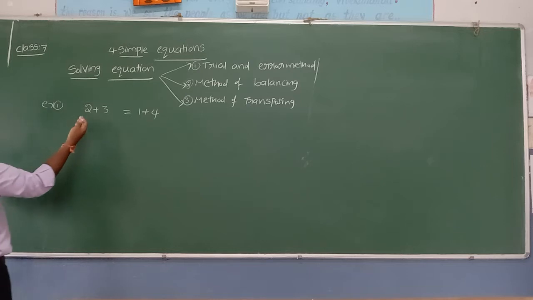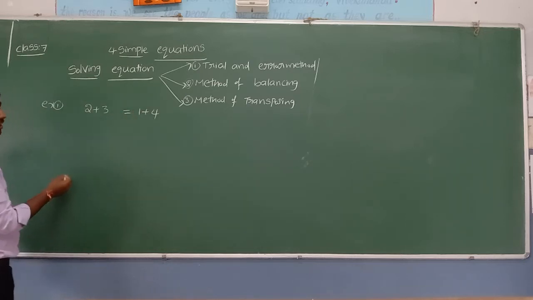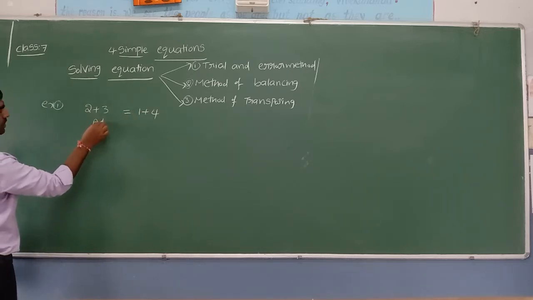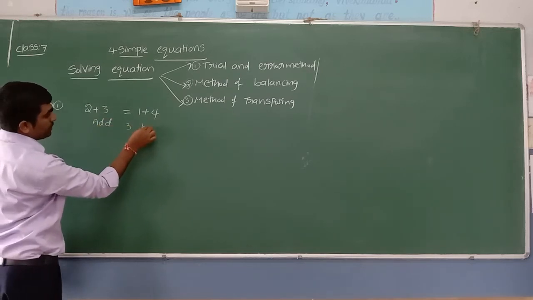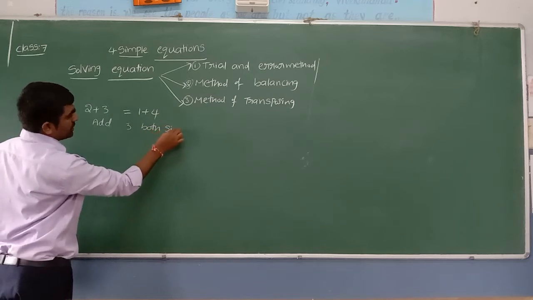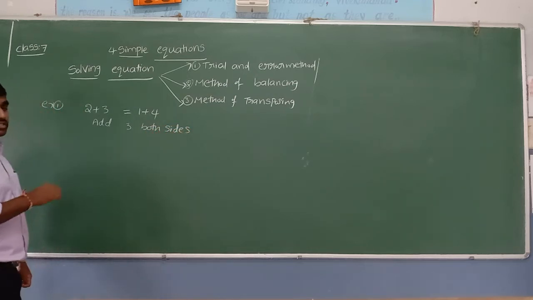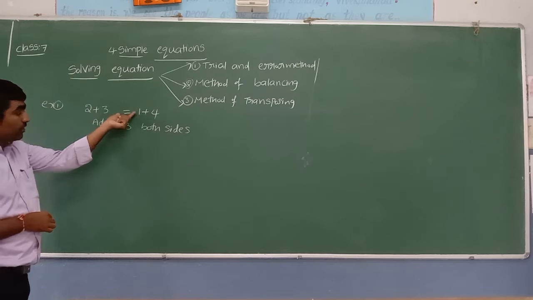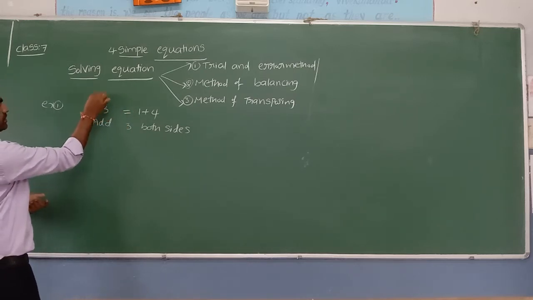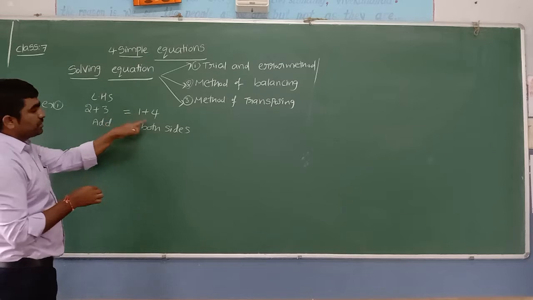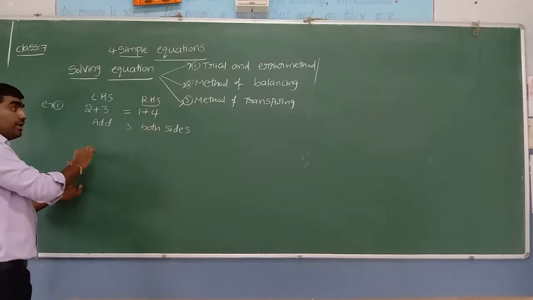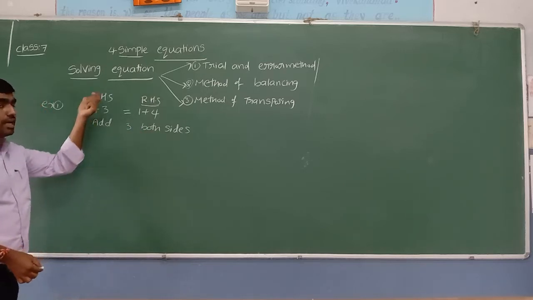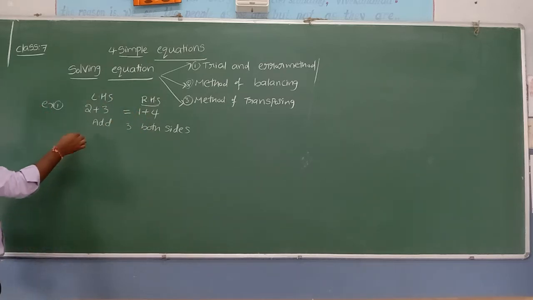Now I am making one statement which is 2 plus 3 is equal to 1 plus 4. Now I decided to add something to both sides. I need to add 3 to both sides, that is both LHS and RHS. As we all know, the side before the equal symbol we call LHS, left hand side. The side after the equal symbol we call RHS, right hand side. So I decided to add 3 to both sides, I mean both LHS and RHS. I want to add 3 and check the result whether both are equal or not.